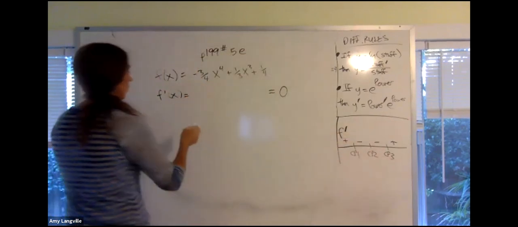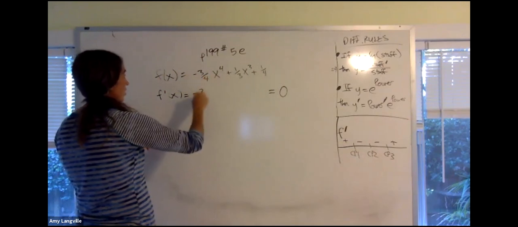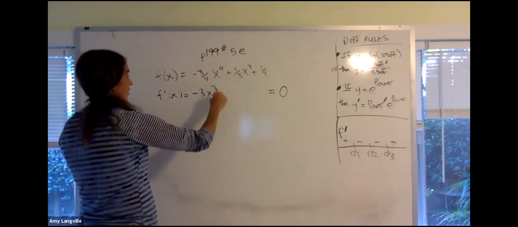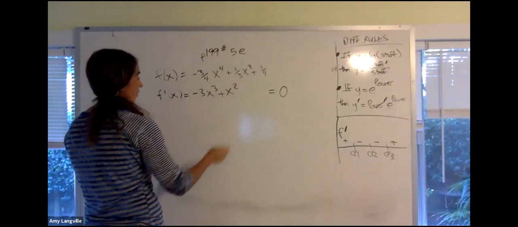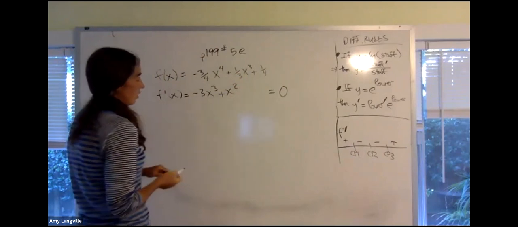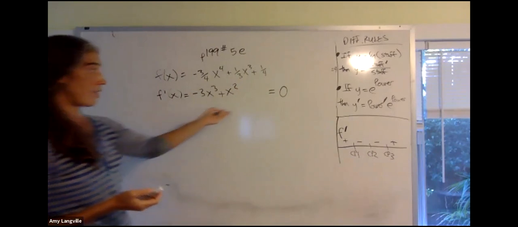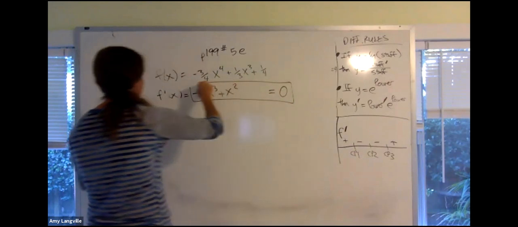Easy derivatives, again, we'll have 4 times 3/4 is going to be a minus 3x cubed plus 3 times a third. So then we just get x squared plus 0. All right, so now I need to find values of x that make this equation, what's in the box, true.